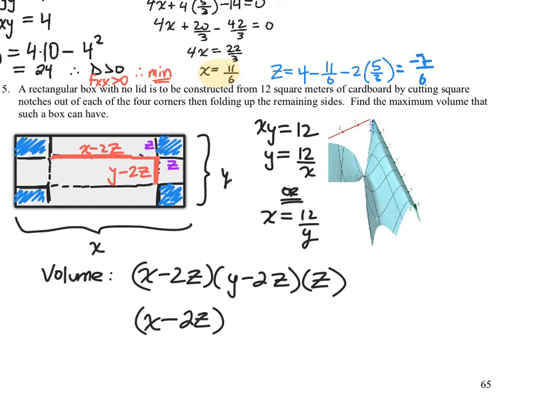So x minus 2z, 12 over x minus 2z, and z. And I'll redefine this as a function of x, z. Could be x, y, y, z, x, z, depending on how you name things. All right. Now we're looking for maximum volume here. So we're trying to maximize, which means that we're looking for critical values and we're looking for extrema.